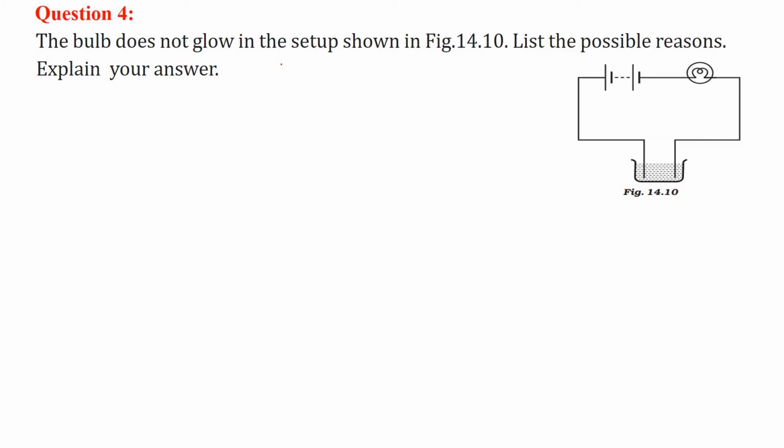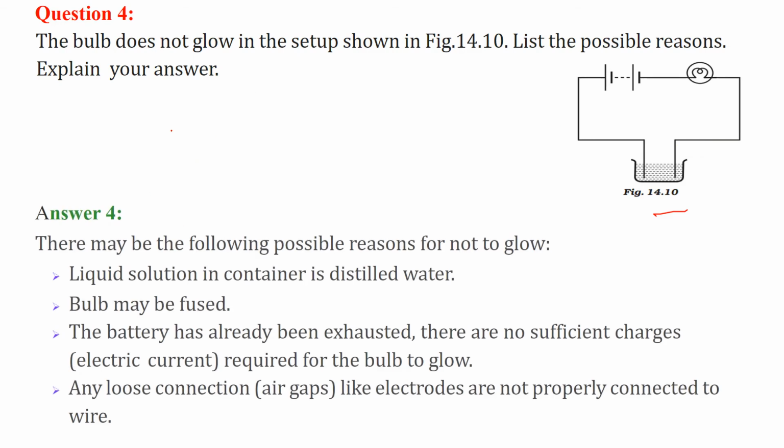The bulb does not glow in the setup here. List the possible reasons, explain your answer. There can be various reasons. The first and foremost reason is the liquid solution in the container is distilled water. That means it is not able to conduct electricity. The bulb may be fused. The battery has already been exhausted, so it has no sufficient charge, that is electric current, required for the bulb to glow. And there may be loose connections also, like air gaps, like electrodes not properly connected to the wire.